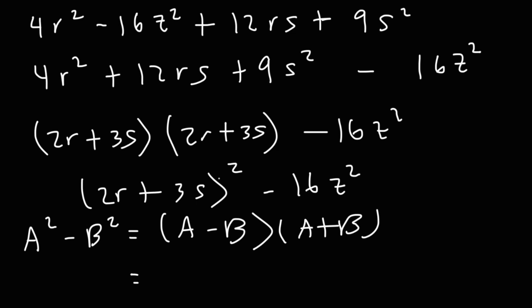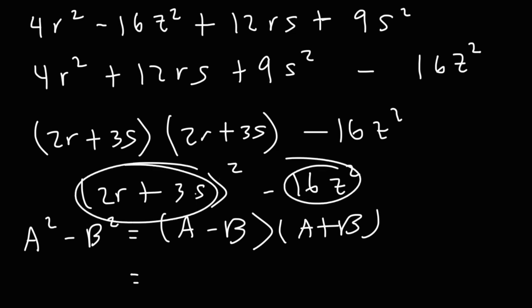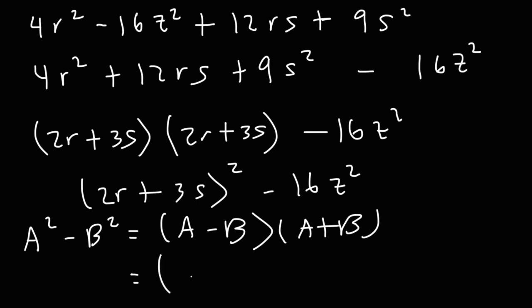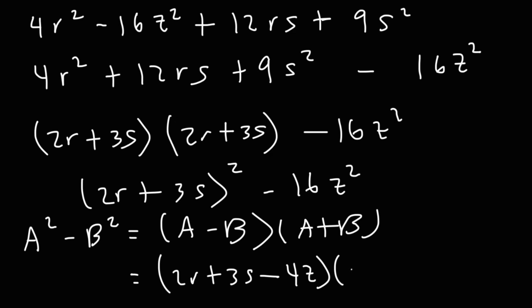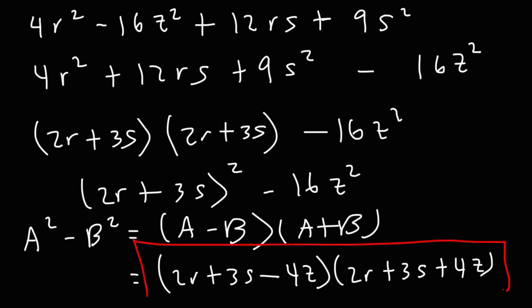So in this case, this would be a and this would be b. So a is going to be 2r plus 3s. b is the square root of 16z squared, which is 4z. And then it's going to be a plus b, so 2r plus 3s, and then plus 4z. So this here is the answer. That's how you can factor this particular expression.